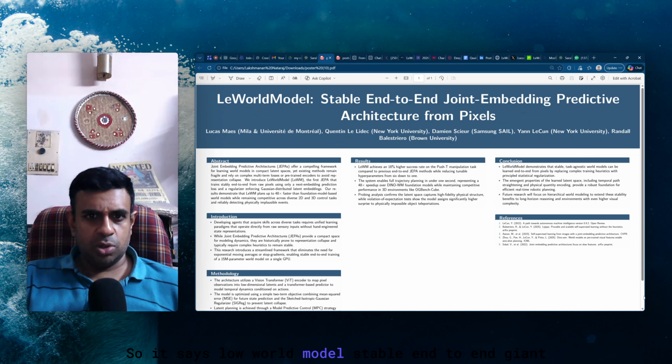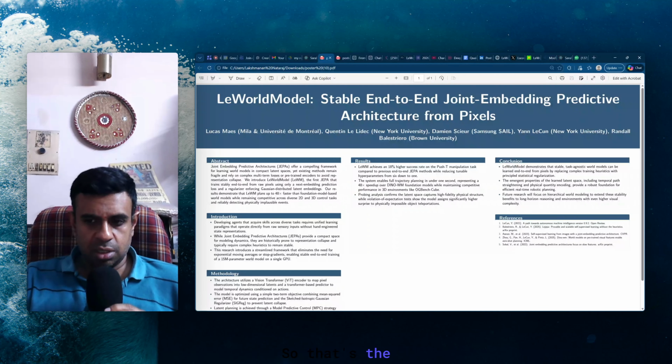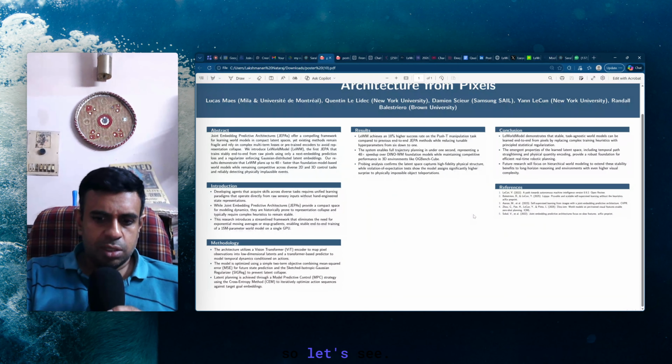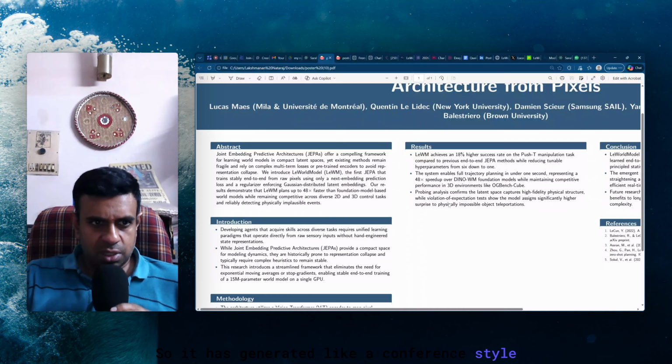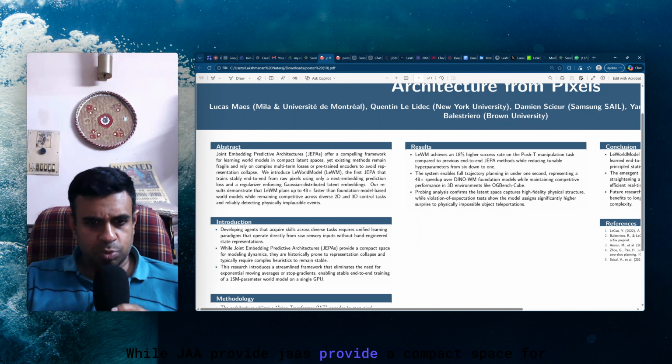So it says LeWorldModel: Stable End-to-End Joint-Embedding Predictive Architecture from Pixels. So that's the main thing, right? So it has generated a conference style poster. It says abstract, which is basically the same as the abstract, so I'll just go over the introduction. Developing agents that acquire skills across diverse tasks requires unified learning paradigms that operate directly from raw sensory inputs without hand-engineered state representations. While JEPAs provide a compact space for modeling dynamics, they are prone to representation collapse.